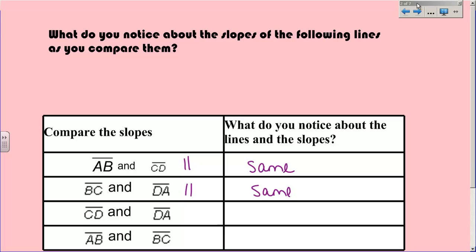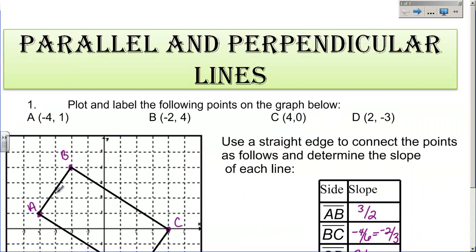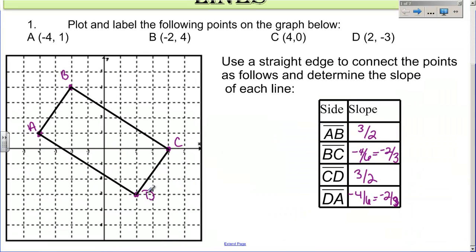And then let's look at CD and DA really quick. CD is here. DA is here. Well, they are adjacent sides, which means they meet, and they meet at a right angle, so they are perpendicular lines. So let's look at their slope. CD is 3 over 2, but DA is -2 over 3. So I have 3 over 2 and -2 over 3.